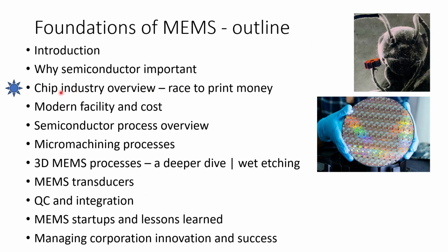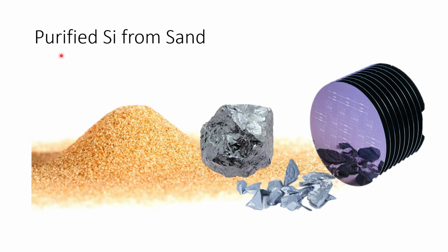This is the third part of our series. We're talking about chip industry overview, the race to print money. Now, we discussed that silicon is formed from the most abundant material on Earth, sand. From sand, you can purify silicon, form crystalline silicon, and then dice them into wafers.